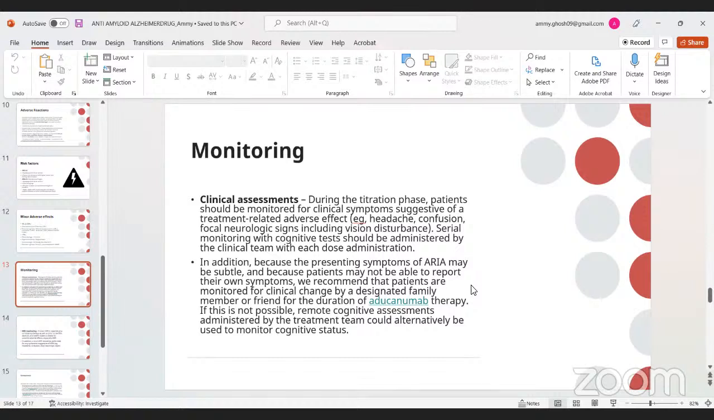In addition, because the presenting symptoms of ARIA may be subtle, and because patients may not be able to report their own symptoms, we recommend that patients are monitored for clinical change by a designated family member or a friend for the duration of the aducanumab therapy. If this is not possible, remote cognitive assessment tests administered by the treatment team could alternatively be used to monitor the cognitive status.